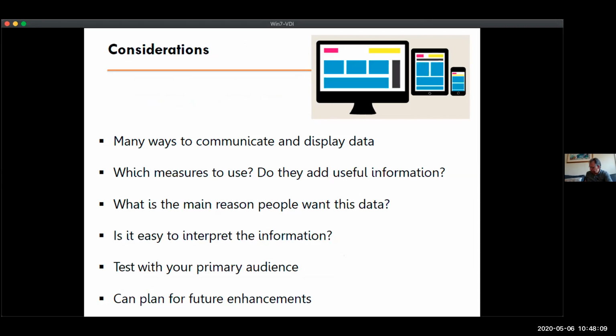Okay, and the consideration is there are many ways to communicate and display data. Some may want the alert, some may want the color scheme. So you have to find out what is better for your constituents that you're going to use, and what measures you're going to use to collect this data. Is it going to add any useful information, or are you just repeating the process the government or your air district is trying to do locally, if they are working on this?